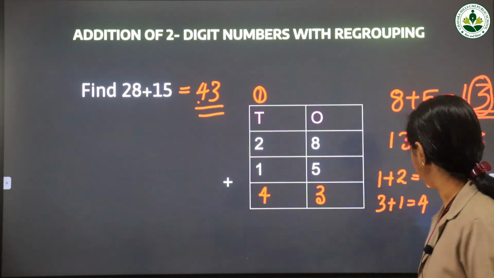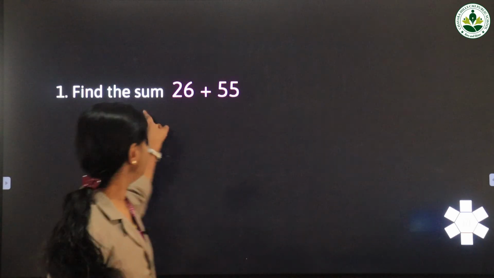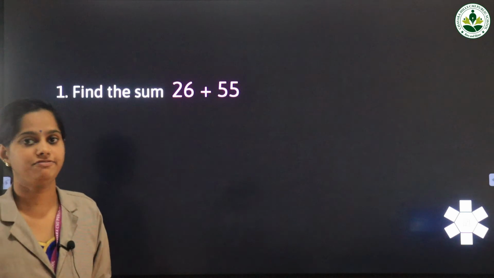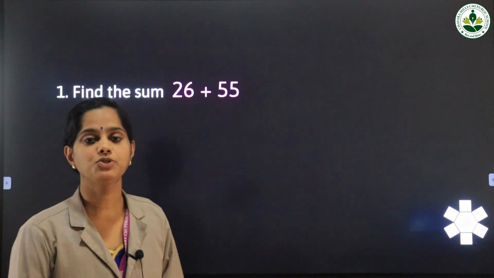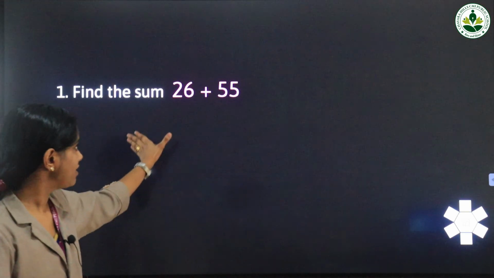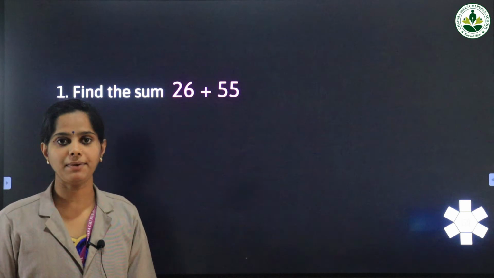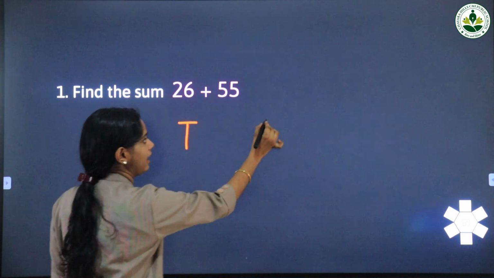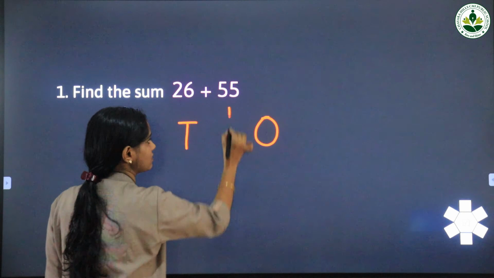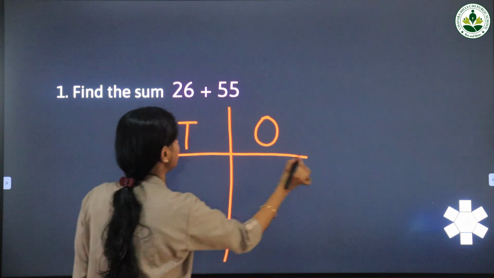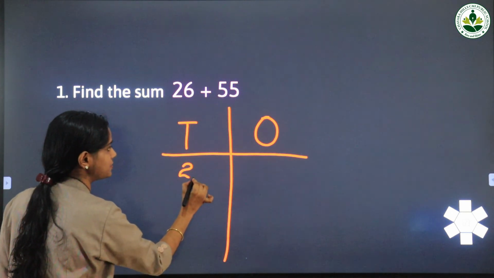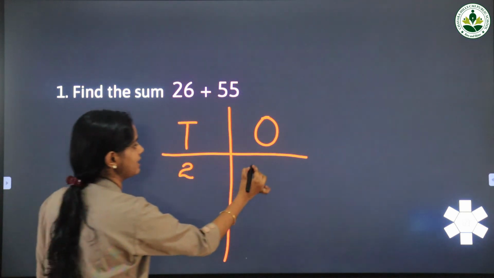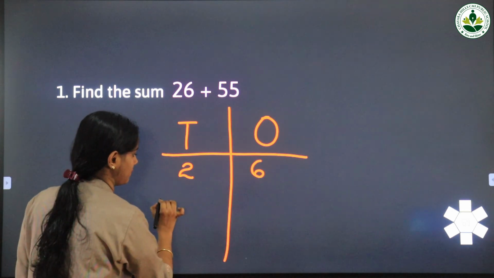Okay, another example. Find the sum 26 plus 55. First we place these numbers in the place value chart. This is the tens column and this is the ones column. We place 26: 2 tens and 6 ones.